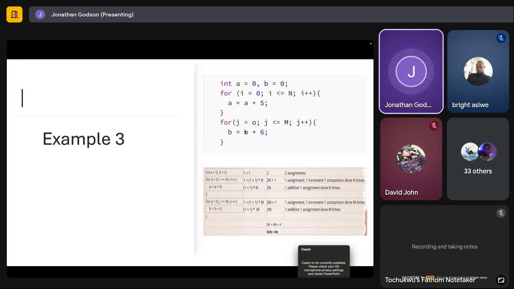Then for this one, we are using m and we are not using n here. We are using m instead of n. So there are two different input sizes. The only time n and m are the same is if the input size is the same, if m is equal to n. So after deducing this, it gives us O of n plus m.